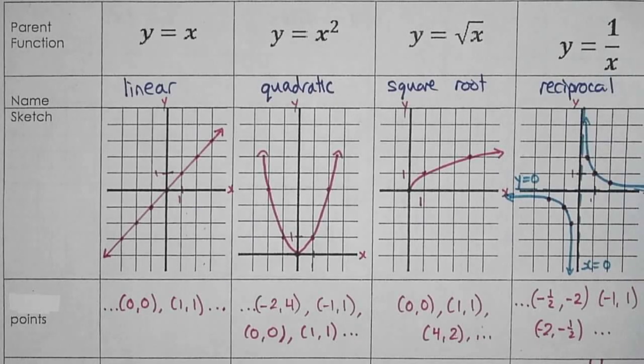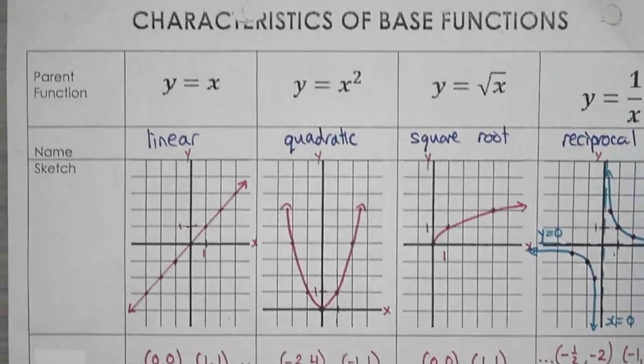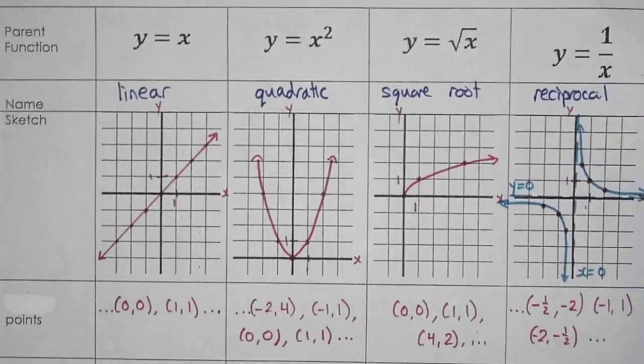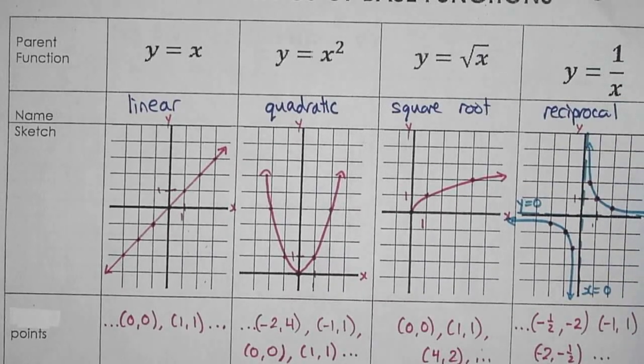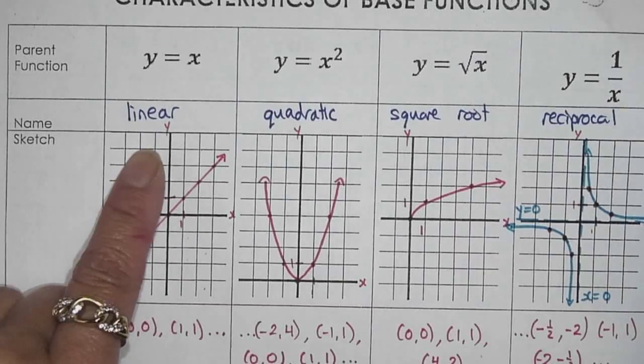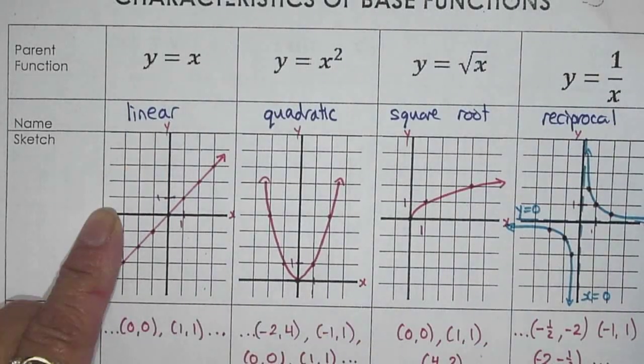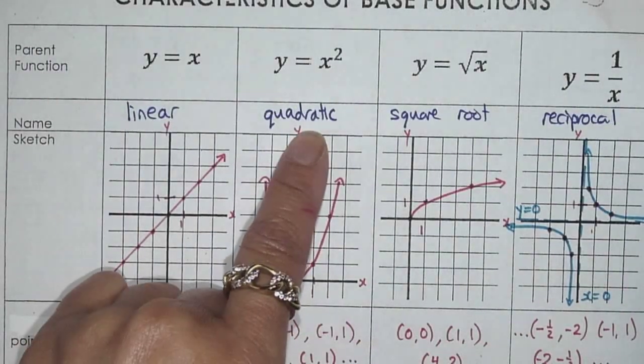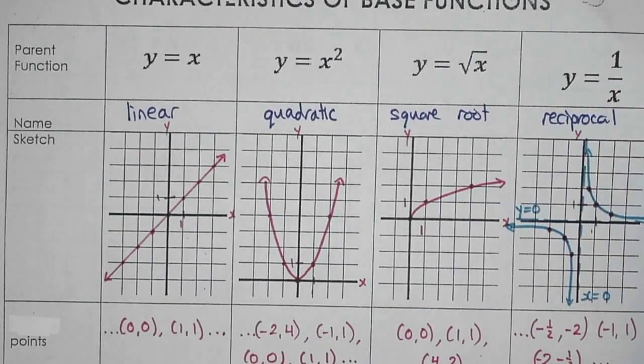So this chart, the characteristics of the base functions, is what we're doing today. The parent function is y equals x, which we should know is called linear. I'm just going to go across like this. The x squared, anything squared, is quadratic. Parabola is the shape of it when we graph it. Quadratic is the name of the function, so it's a quadratic function.